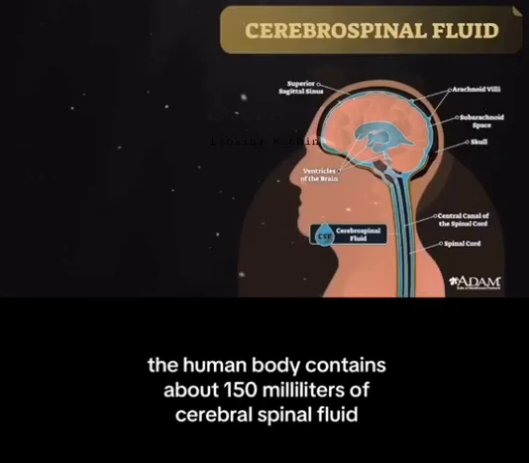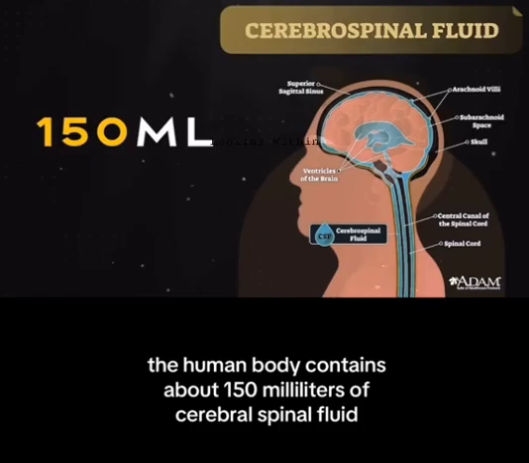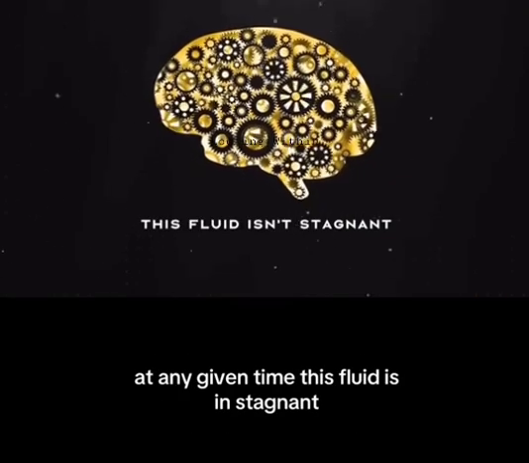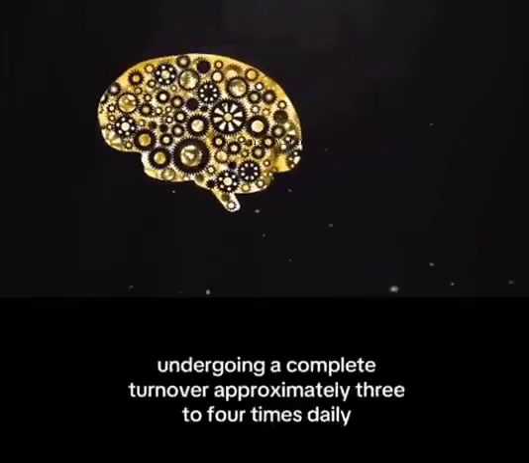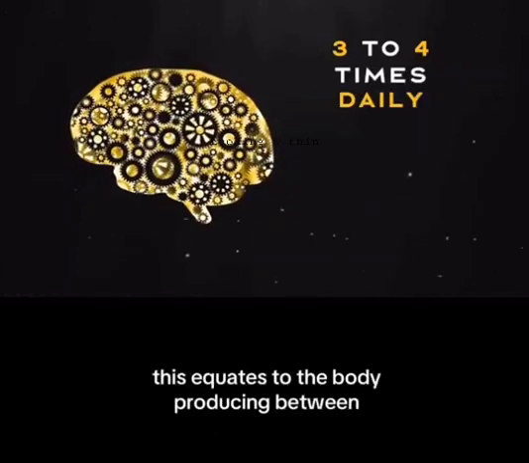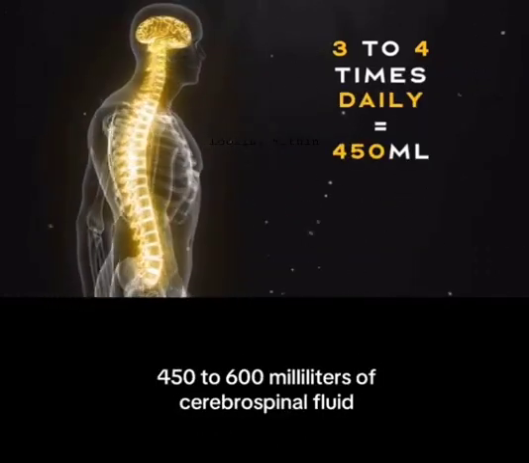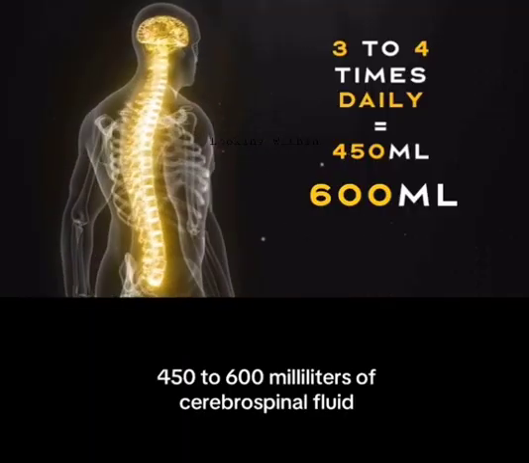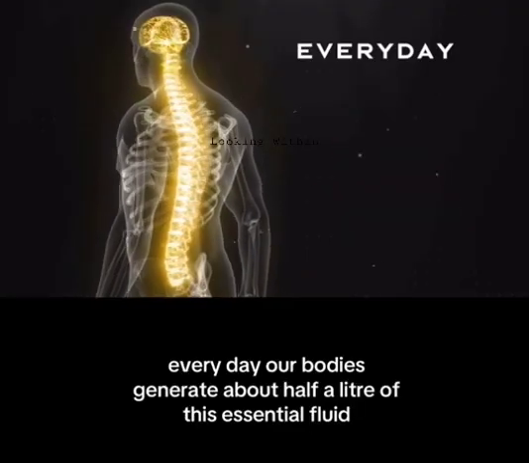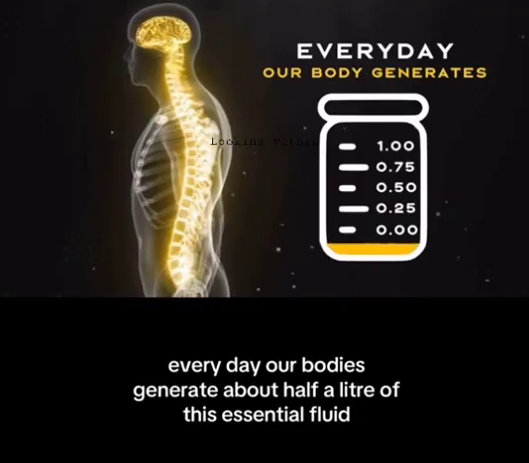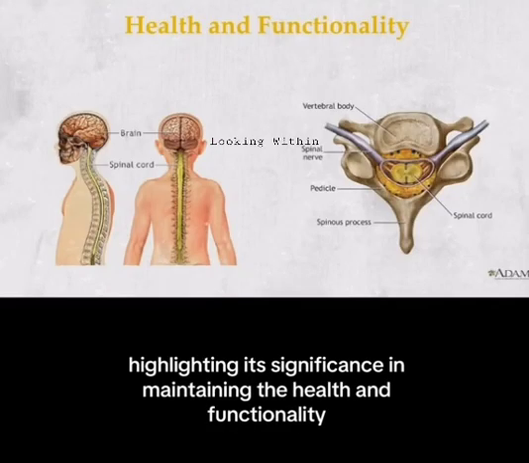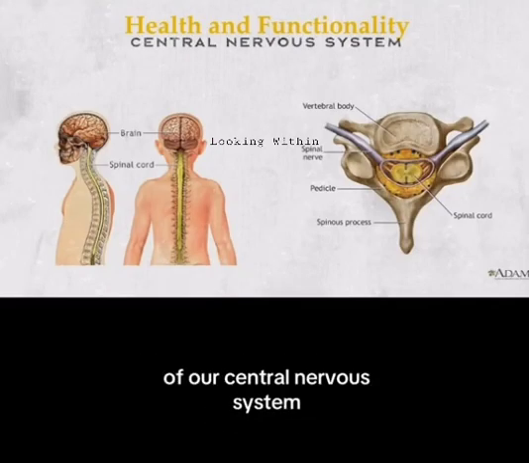Interestingly, the human body contains about 150 milliliters of cerebrospinal fluid at any given time. This fluid isn't stagnant. It's continuously replenished, undergoing a complete turnover approximately 3 to 4 times daily. This equates to the body producing between 450 to 600 milliliters of cerebrospinal fluid each day. In simpler terms, every day, our bodies generate about half a liter of this essential fluid, highlighting its significance in maintaining the health and functionality of our central nervous system.